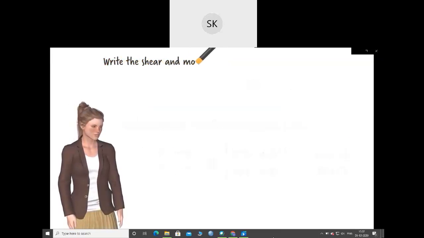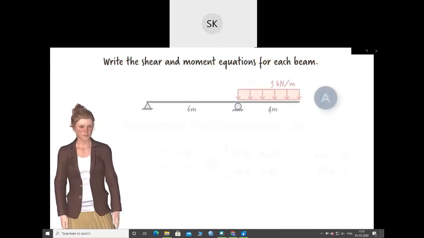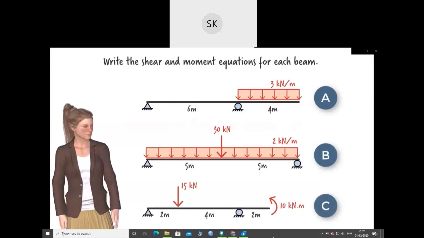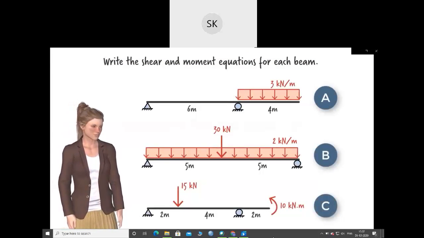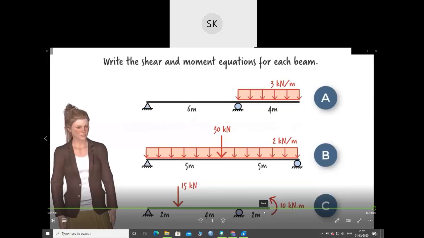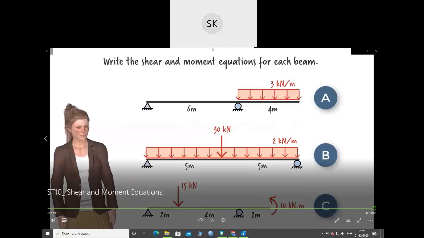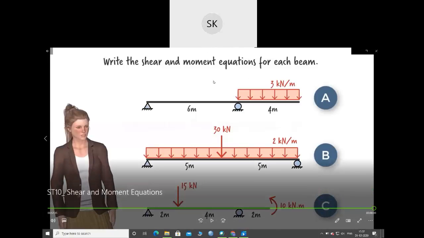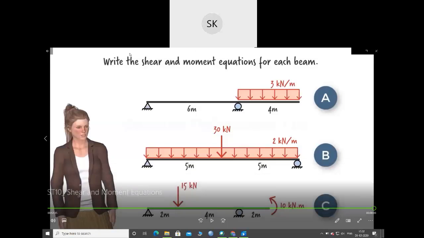Now it's your turn. See if you can come up with shear and moment equations for these beams. So try to find out the shear force and bending moment for these kinds of beams. Okay. Write your roll number in the chat box.